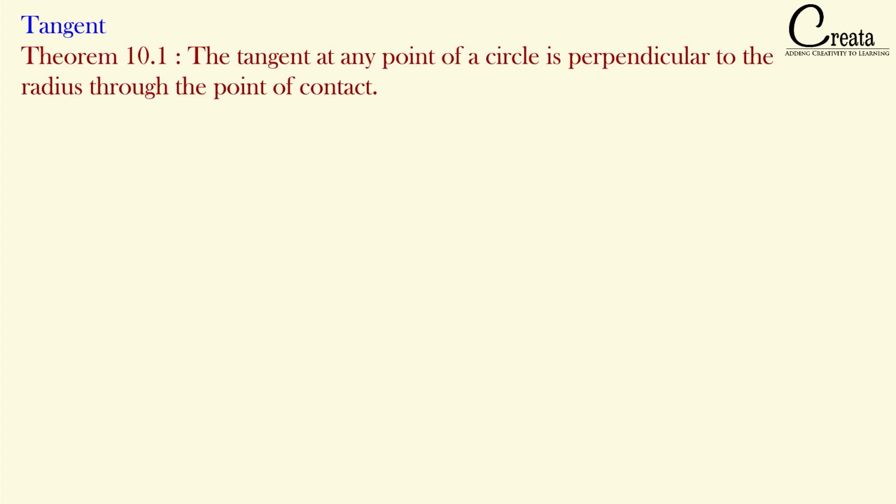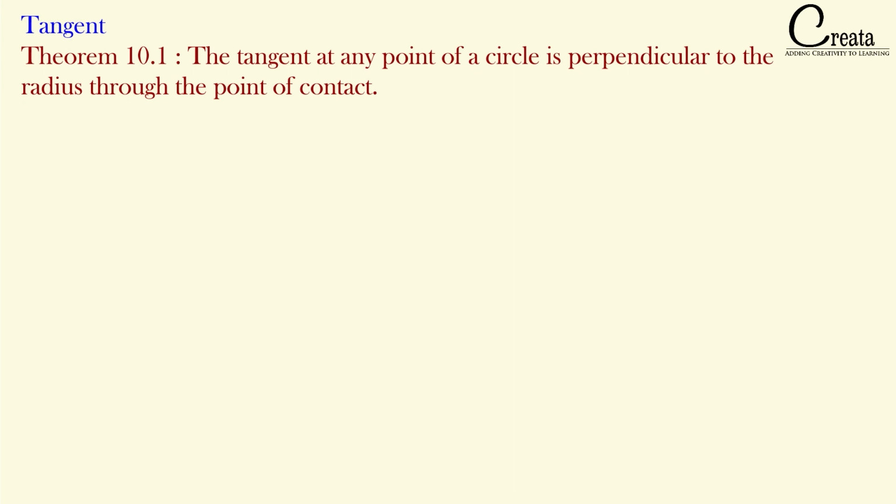The tangent at any point on the circle is perpendicular to the radius through the point of contact. This is a concept, also theorem 10.1. We will not do the proof in this lecture. In this lecture, we will cover the understanding of this chapter. In the next lecture, we will cover the theorem.